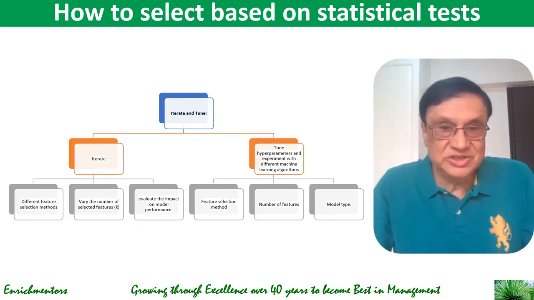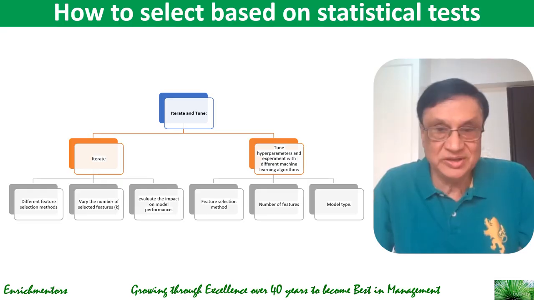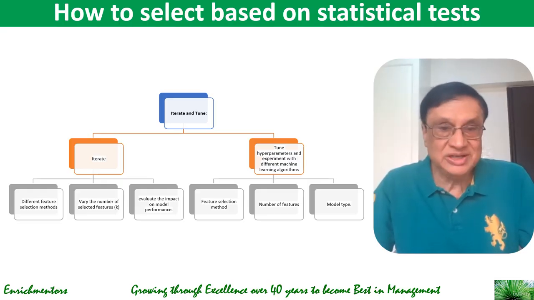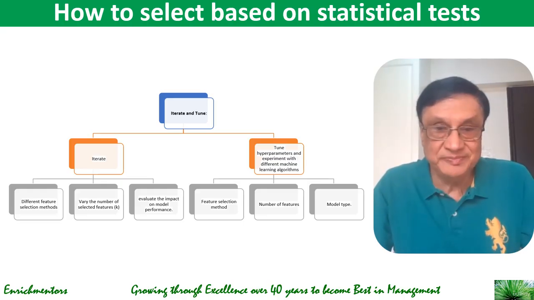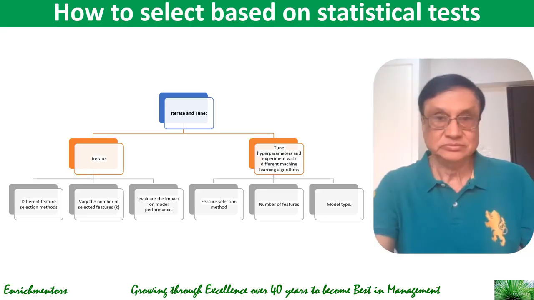So by selecting features based on the statistical tests such as chi-square, ANOVA, and mutual information, you can identify the most informative features that are strongly associated with the target variable, leading to improved model performance and interpretability.